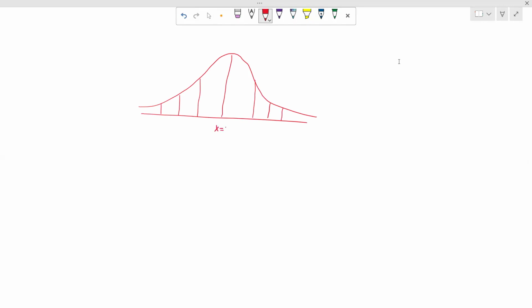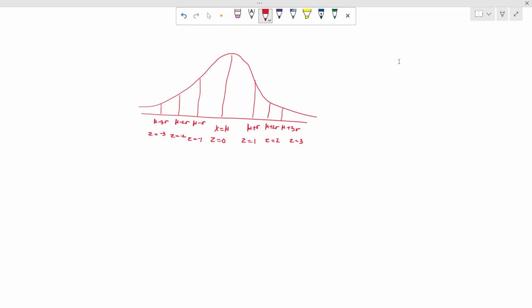So for random variable x, we take mu, when for z, we take 0. So here we write down x is equal to mu plus sigma for this side. So this is mu plus sigma, mu plus 2 sigma, and here is mu plus 3 sigma. Similarly, we write down mu minus sigma, mu minus 2 sigma, and here is mu minus 3 sigma. So z equal to 0, this side z equal to 1, z equal to 2, z equal to 3. Similarly, z equal to minus 1, here z equal to minus 2, and z is equal to minus 3.